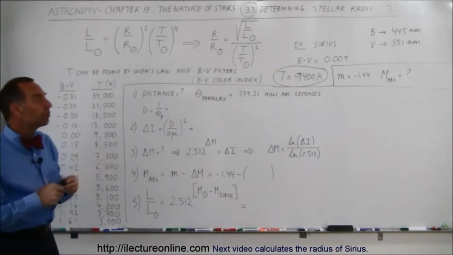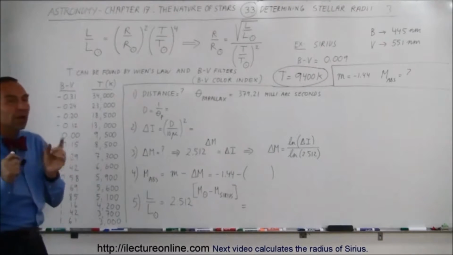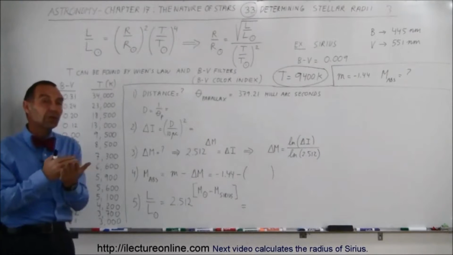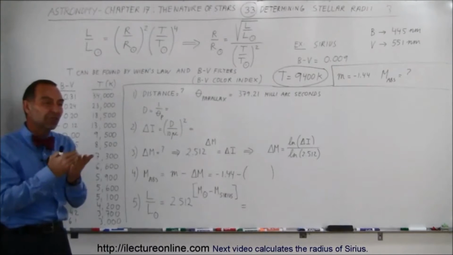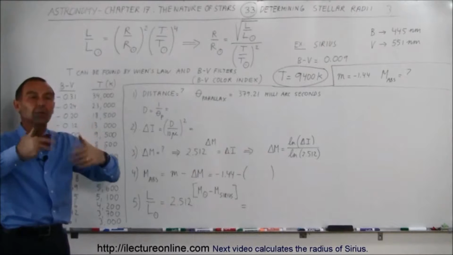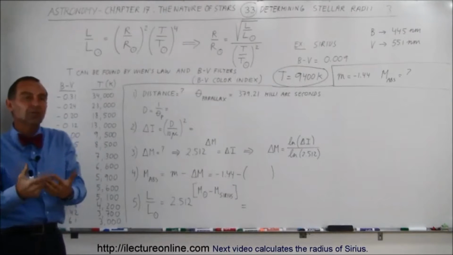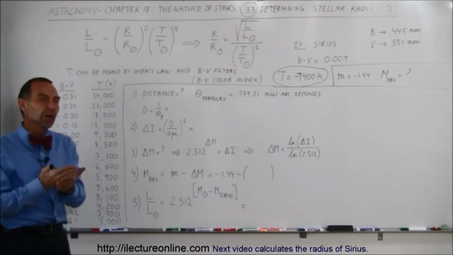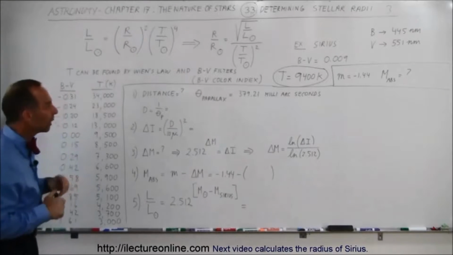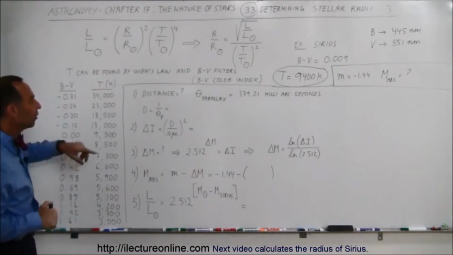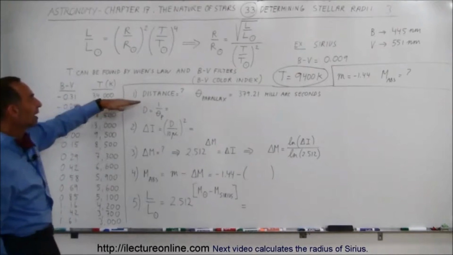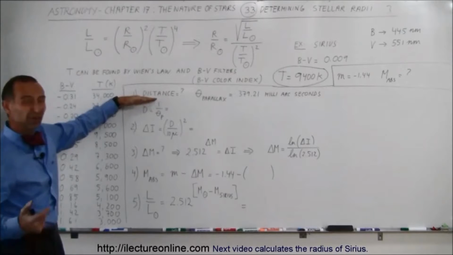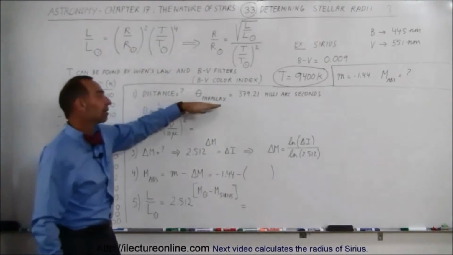The second part of the equation is determining the luminosity of the star, and that is a lot more difficult to do. We know the apparent brightness of Sirius based upon where it's located, but we need to find the absolute luminosity. And how do we do that? Well, first of all, we need to find the distance to Sirius. And since Sirius is close enough, we can use the parallax angle.